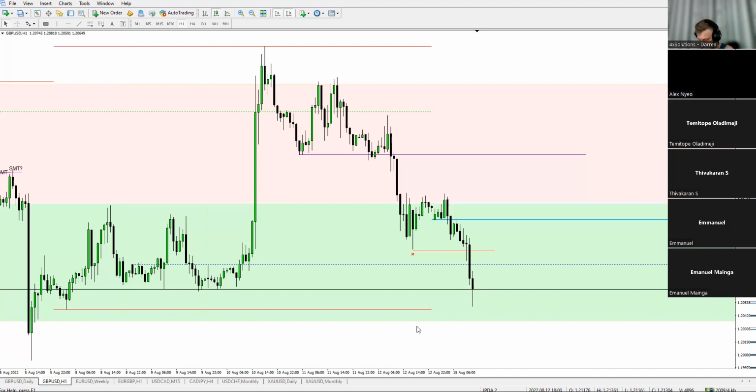Temetope, if we are trading EU and GU and the DXY, what other currency could we use to have some sort of relationship that is opposite to GU and EU? What pair can we use? What currency pair?